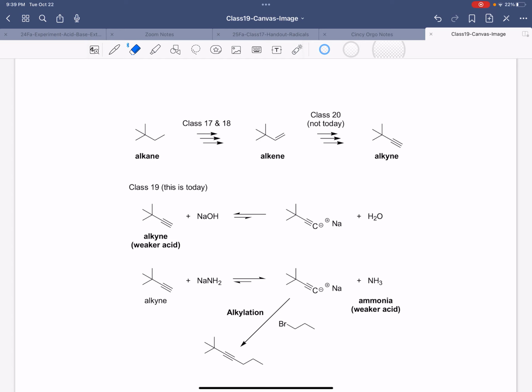For instance, for class 19, we're starting a new module. We're going to alkynes, molecules that have a carbon-carbon triple bond. This one all the way on the right.